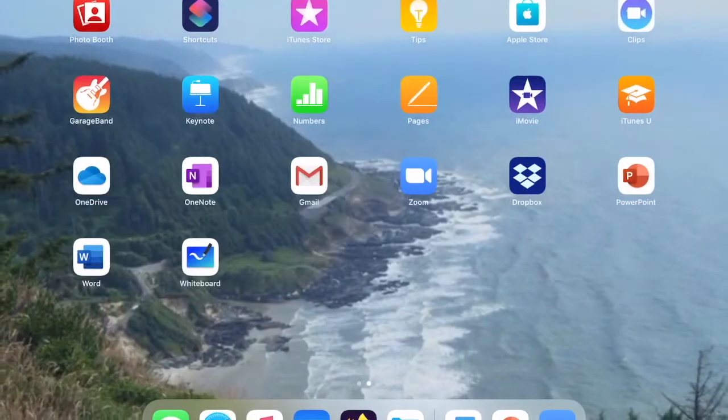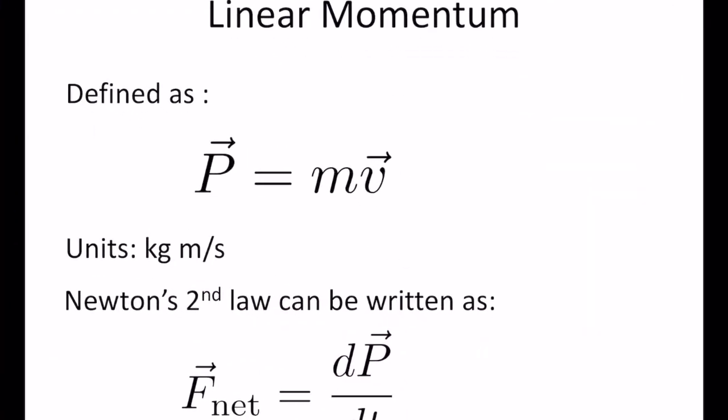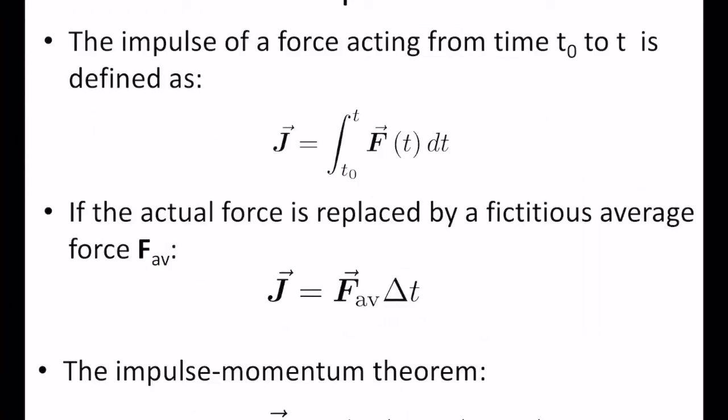All right, now let's define a new concept. We'll keep coming back to momentum, but let's just learn about a new concept now. And that is the concept of impulse. So the impulse of a force which acts from a time t0 to t is defined like this. Okay, so the impulse is just the time integral of the force over the period of time that it acts.